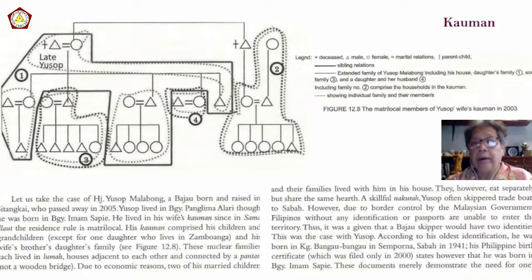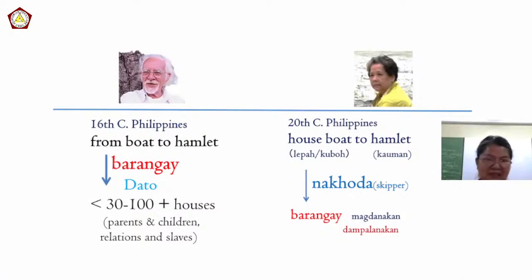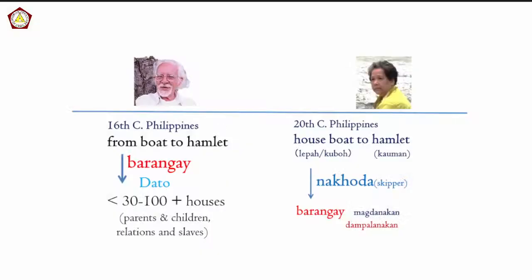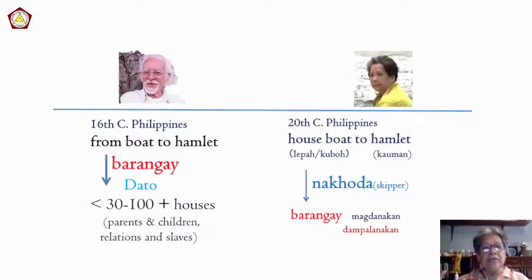Okay, can we go? Yeah, we'll go to the next slide. Okay, so there goes. You know, William Henry Scott in his book Barangay in the 16th century Philippines said, how were the settlements formed? He said they come in fleets, in boats, and they created hamlets, headed by a datu. The barangay was headed by a datu.